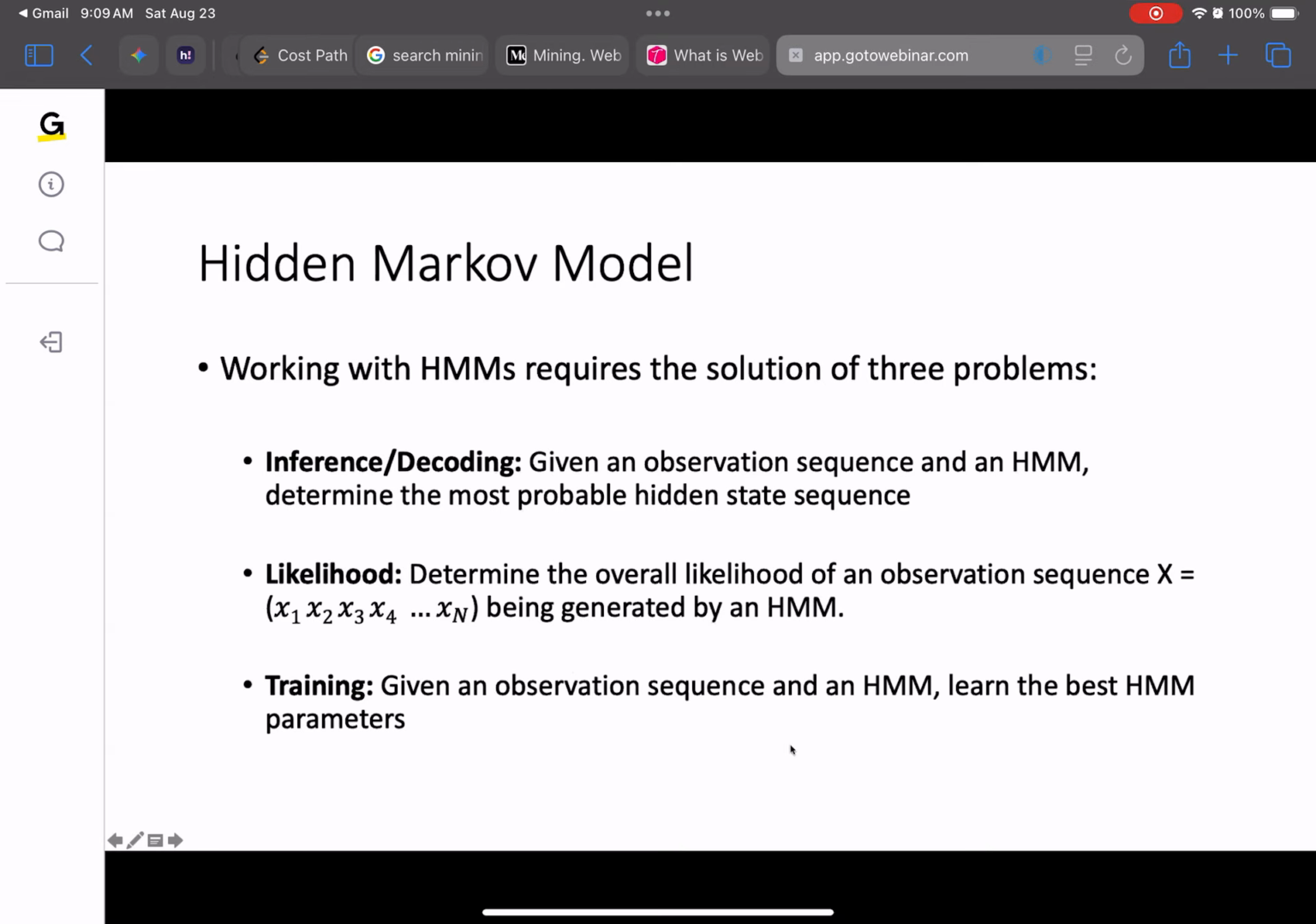With this background on the HMM, let's see the three problems we want to address in HMMs. First one is the inference problem. Given an observation sequence and an HMM, determine the most possible hidden state sequence. And in the likelihood problem, determine the overall likelihood of an observation sequence X being generated by the HMM. While in the training, we have to find the best parameters for the HMM for the given data.